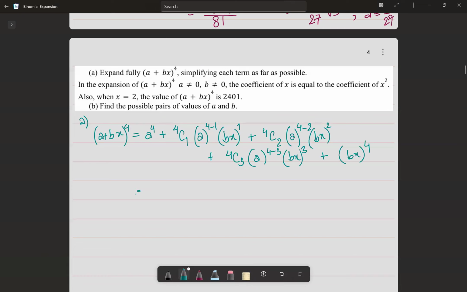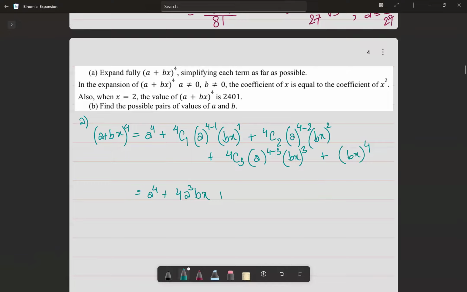So if we simplify, we get a to the power 4 plus, we can find out the value of 4c1 from your calculator. You put 4 and then shift the division sign, which gives you the c in your input, and then you press 1, which gives you 4. So 4c1 is 4 and then a to the power 4 minus 1 is 3. So a to the power 3 and you have b to the power 1, which you do not write, and then you have x to the power 1 as well.